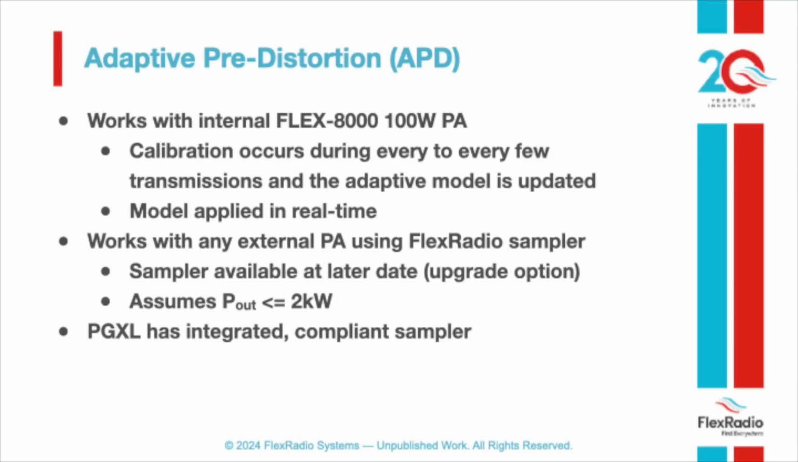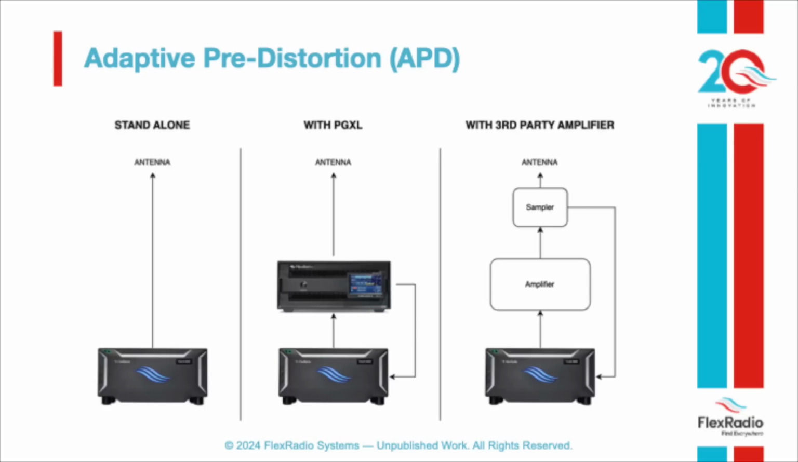This assumes that the power you're trying to use is less than 2 kilowatts. The sampler will be tuned for that. So if you're trying to use a 5 kilowatt amplifier on your ham radio, we're not going to support that. We do have a sampler already built into the PGXL, so you'll just run a cable over from the PGXL if you want to do pre-distortion with it.